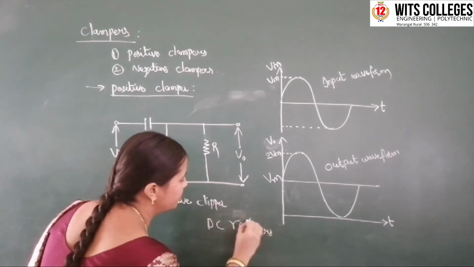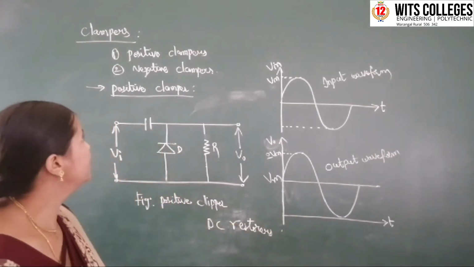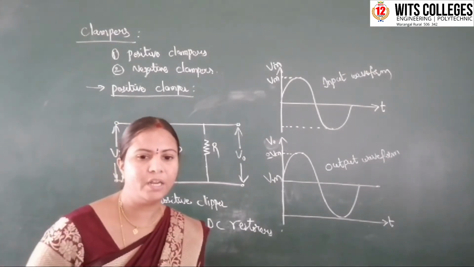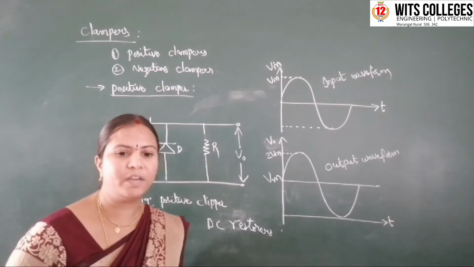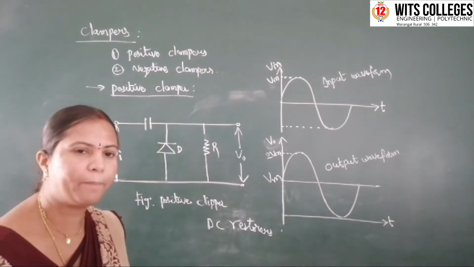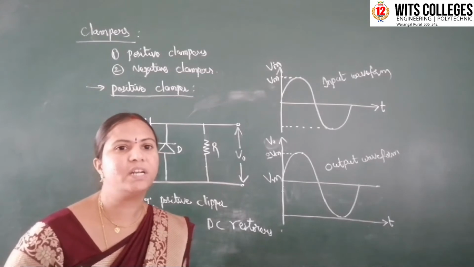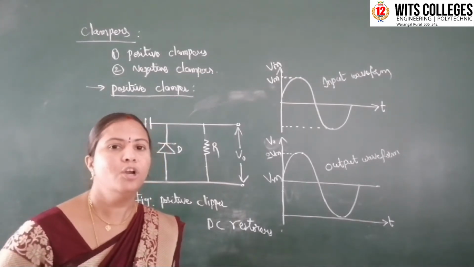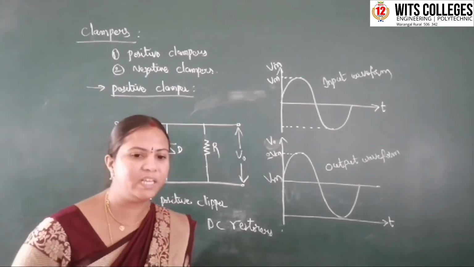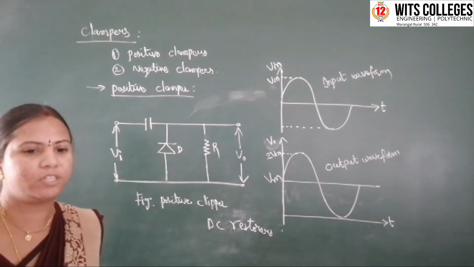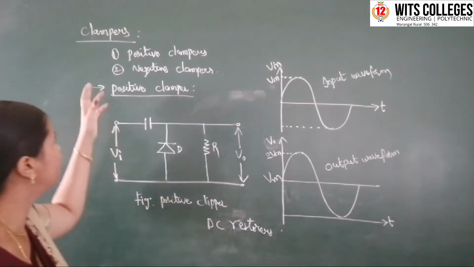DC restorers. So these are used to restore the DC level. That's why these type of clamping circuits are used in television receivers, to restore the original DC reference signal to the video signal. Okay, so this is about the clampers.